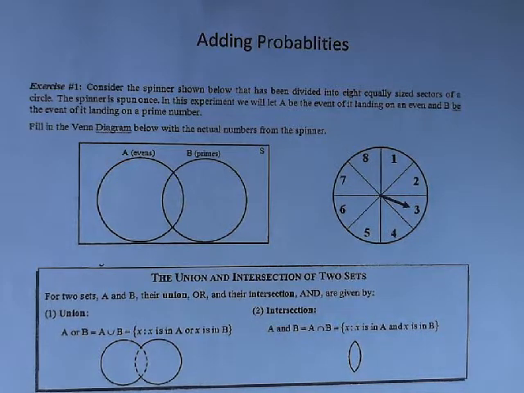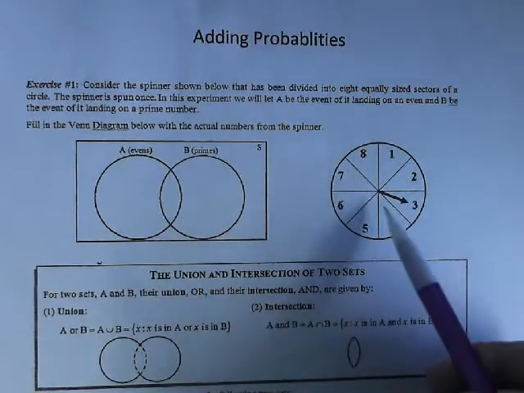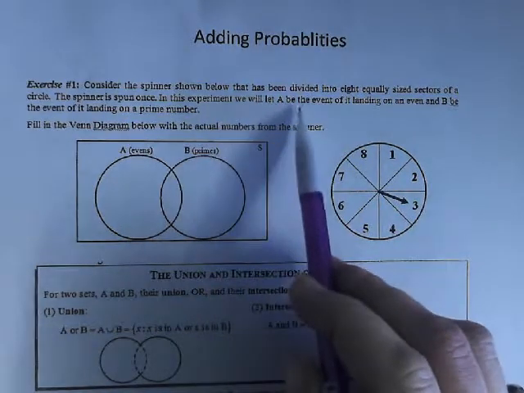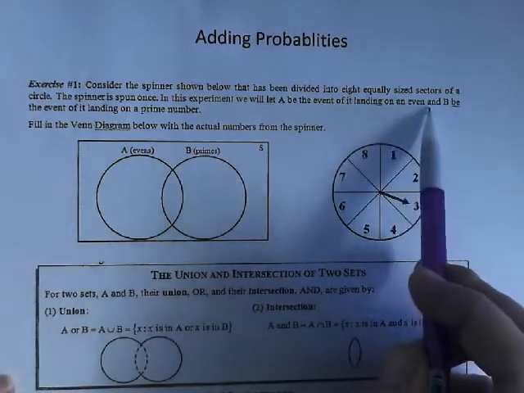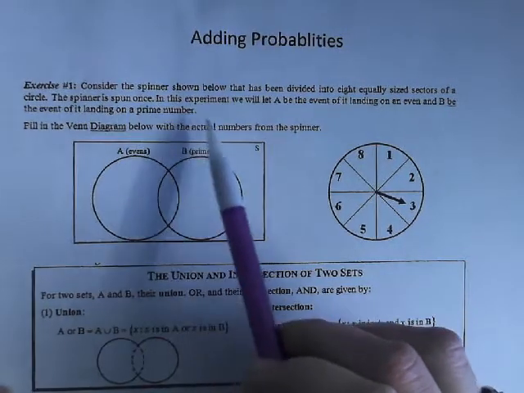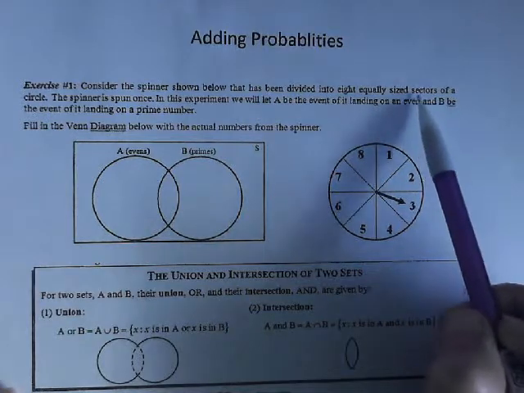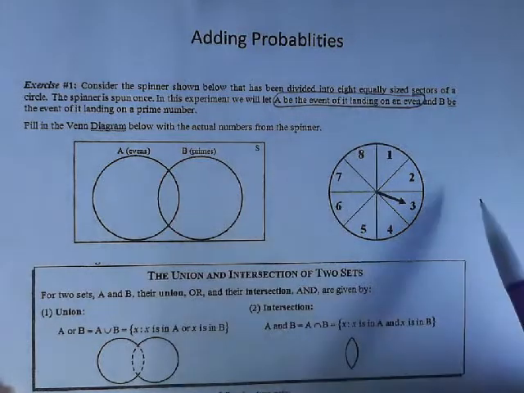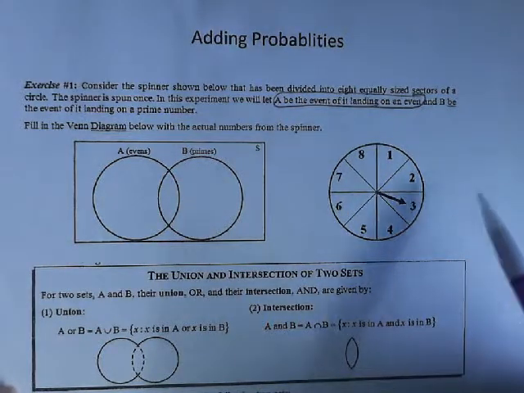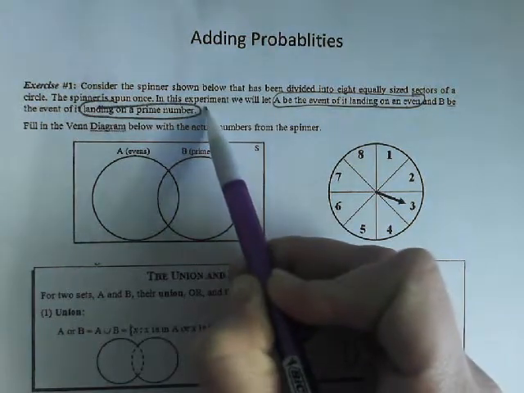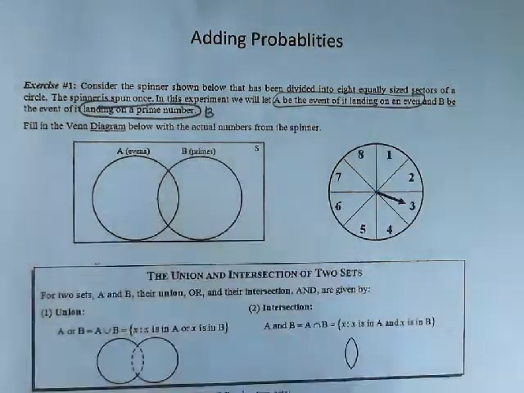In this first exercise, consider the spinner shown that has been divided into 8 equally sized sectors of a circle. The spinner is spun once. In this experiment, we will let A be the event of it landing on an even. So A is on an even, circle that. B is it landing on a prime. Okay? That's set B.